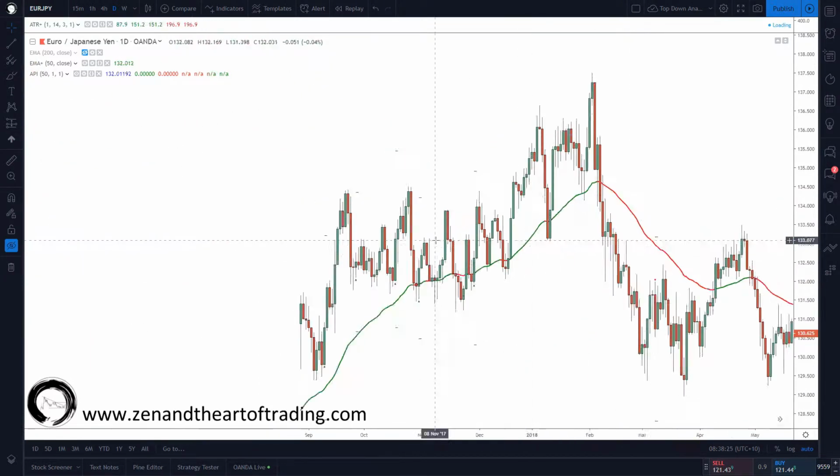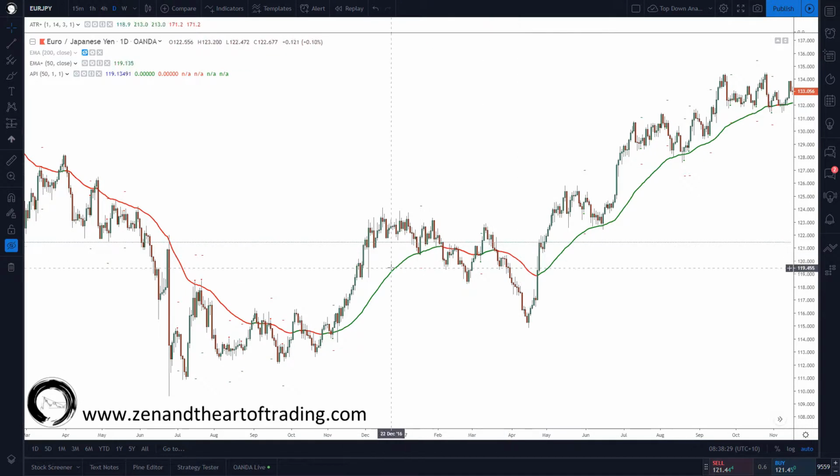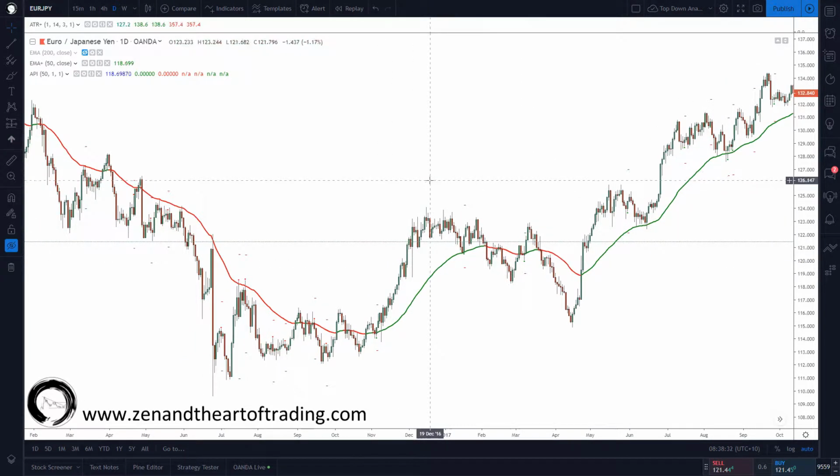So I'll go back to here. This is the zone I was looking at. Now, the reason I put my structure support zone at 121 here is because if I put this line here, you'll see we've got one bullish test here, one very bearish rejection here, bullish test, bearish rejection, bearish rejection, period of consolidation followed by a breakout.